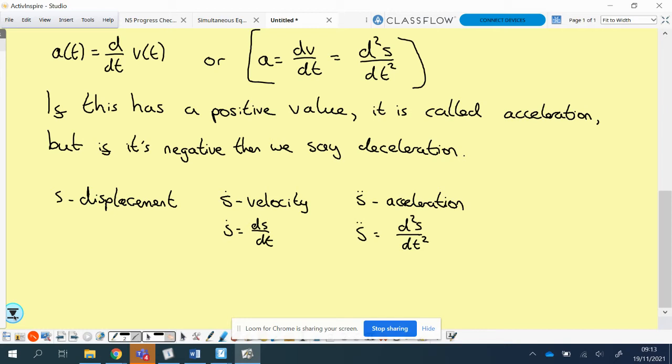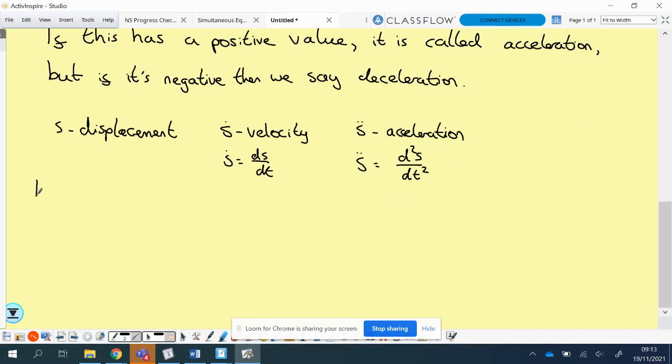Okay, look at a couple of examples, and then we'll look at a way on how we can work back from acceleration back down to displacement later. Okay, so we'll look at a couple of examples of this type of nature first. So start off with example 1. Okay, a car is travelling along a straight road.